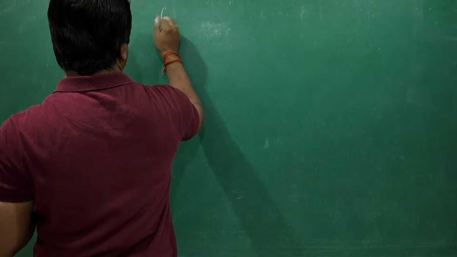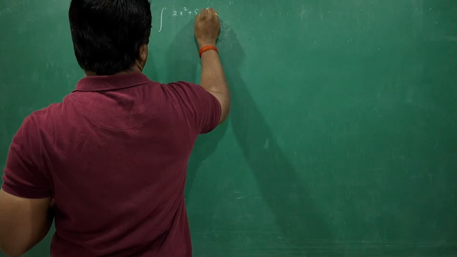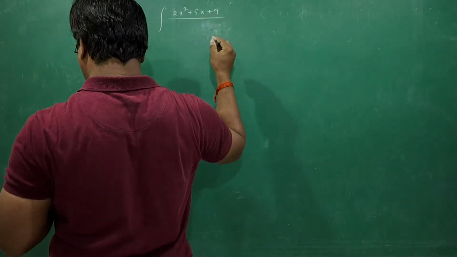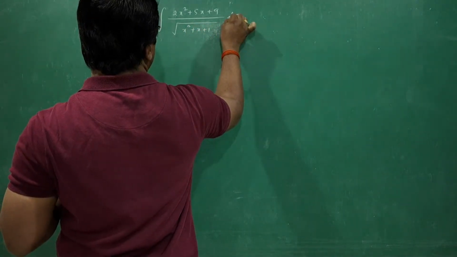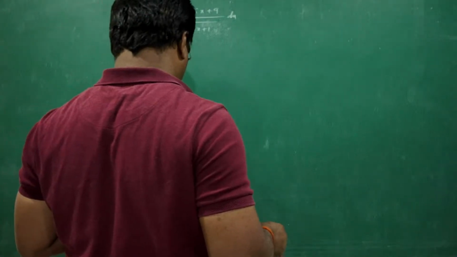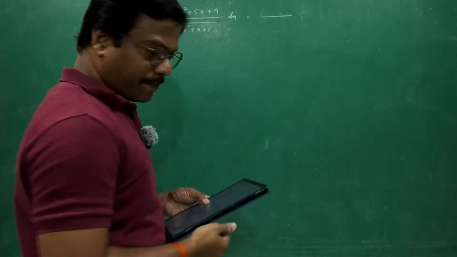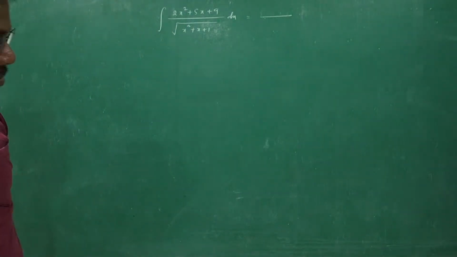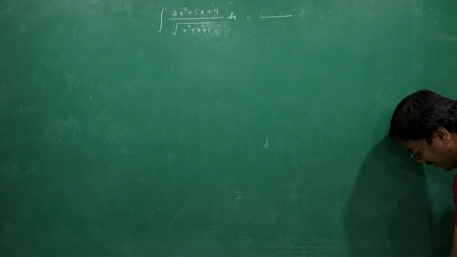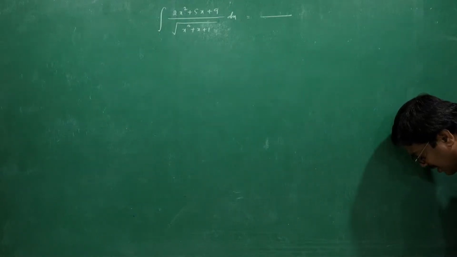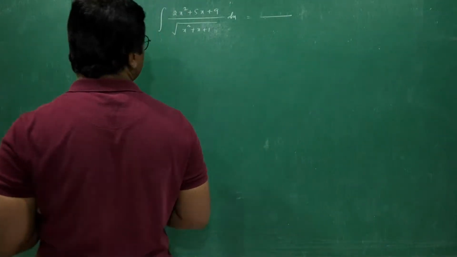See this question: integral of 2x squared plus 5x plus 9 divided by root over x squared plus x plus 1, dx. This question is given. The numerator is a quadratic expression and the denominator is the square root of another quadratic expression. Now you have to solve this.